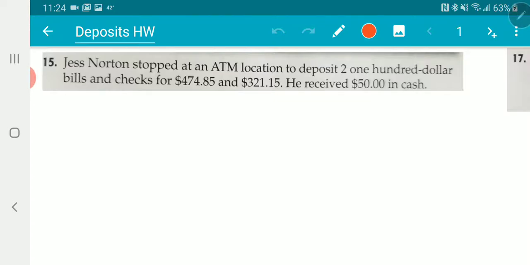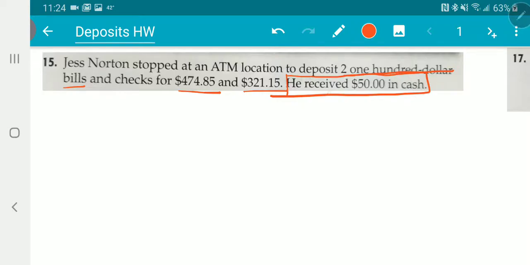It says, Jess Norton stopped at an ATM location to deposit two $100 bills. I'm going to underline that. And checks for $4.74 and 85 cents and $3.21 and 15 cents. And he received $50 in cash. So we got a few different things in there. You take it piece by piece.